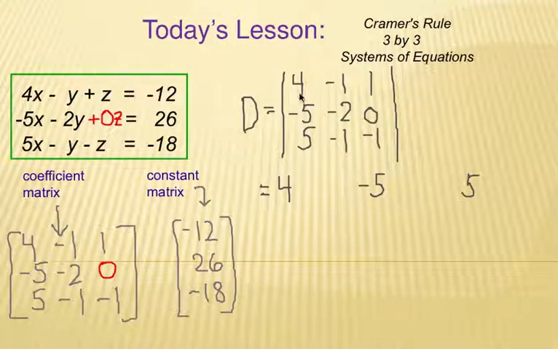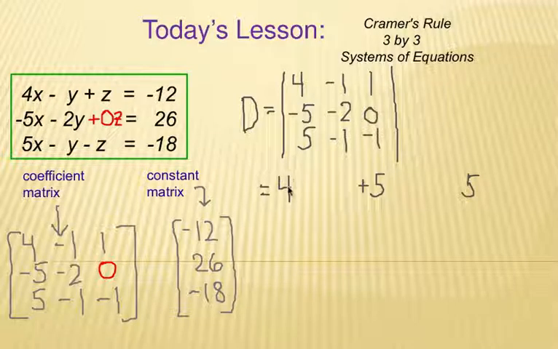So in this 3x3, to take the determinant there, I'm going to focus on this first column here. I'm going to copy the 4 down, and the -5, and the +5. But remember, we're subtracting the middle term here, so it actually becomes a +5. Okay, very critical that we remember that sign change.